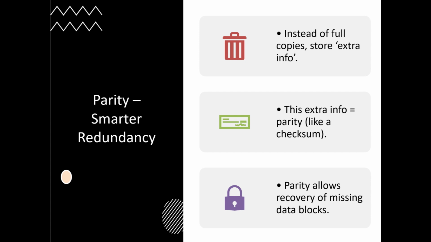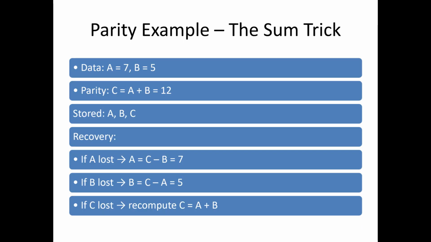So let's see a simple example. Suppose you have two blocks of data, A and B. A's value is 7 and B's value is 5. So instead of storing multiple copies of A and B, what you can do is store one extra block called C, and C's value can be A plus B. So you can store three blocks: A is 7, B is 5 and C is 12.